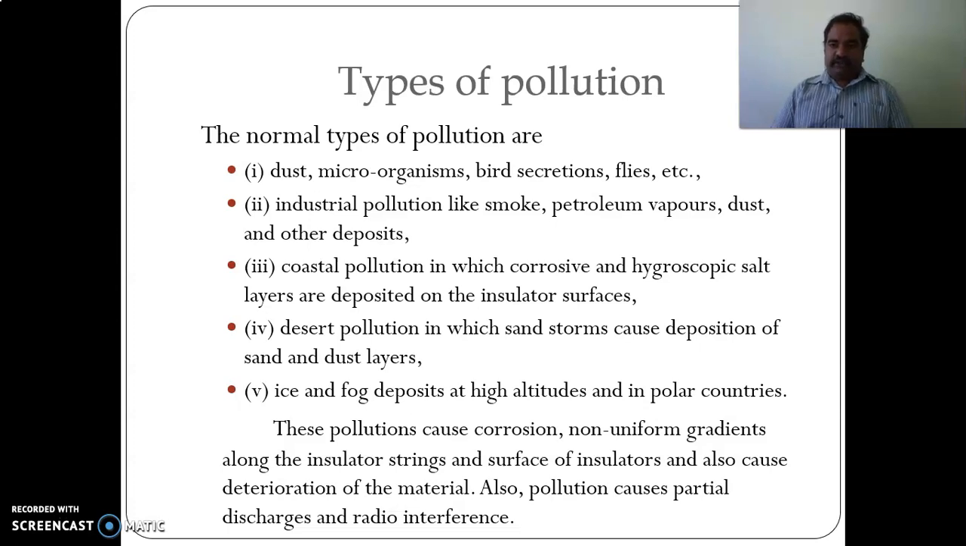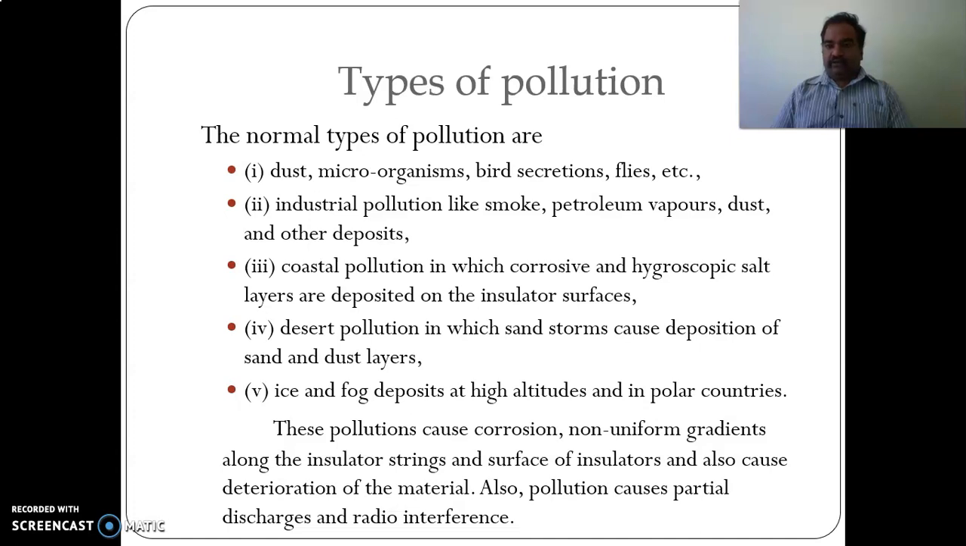The normal types of pollution which we see in practice, the first one being due to the dust, the various microorganisms, the bird secretions, the flies, etc. The second one being the industrial pollution, which basically will be there in industrial areas. It includes pollution due to smoke arising from the industries, the petroleum vapors, the dust, and other deposits.